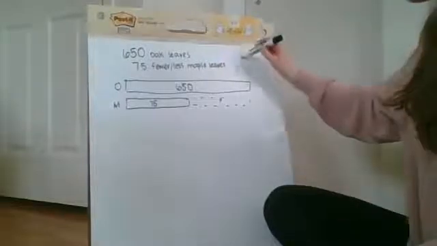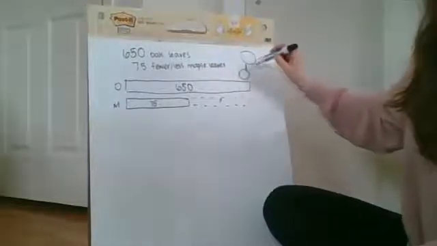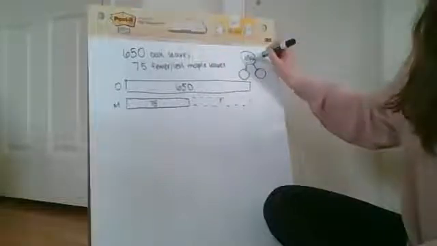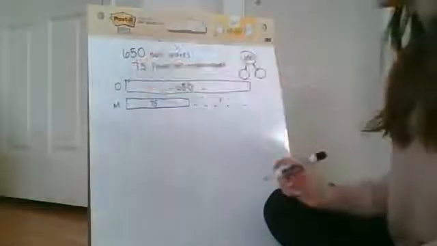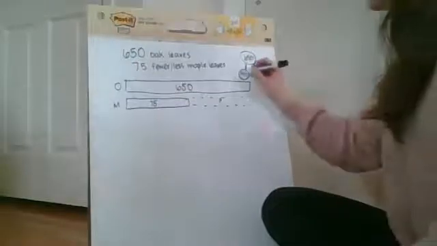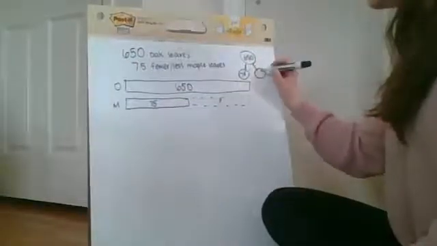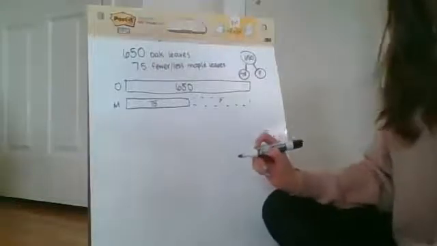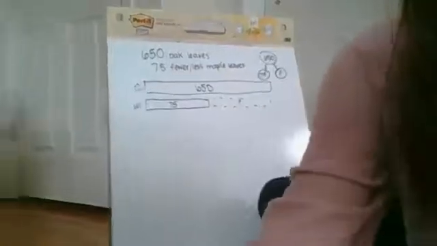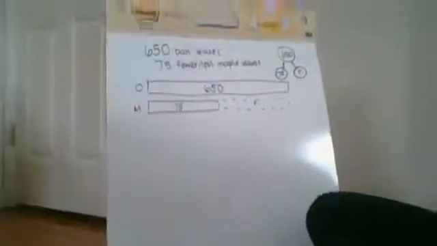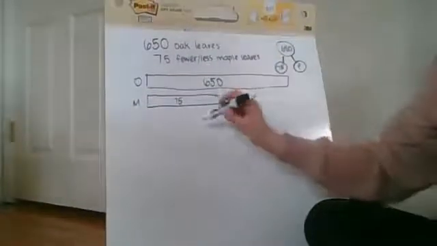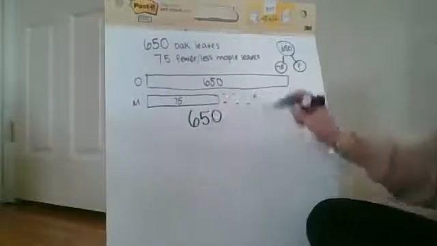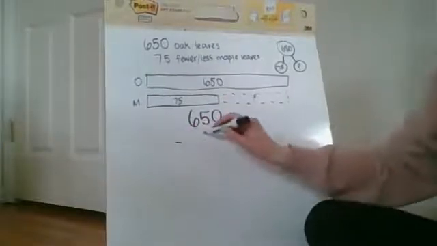Right, if I had my number bond, I could fill it in with my parts. So 650 is my whole amount, right? Because I know he has 650 oak leaves. He has 75 fewer or less maple leaves, but we're not sure what that number is yet. So I'm going to start writing my number sentence. I'll move this up a little bit so you can see a little better. Okay, so I know 650 is my whole amount. Like we said, we know that we're going to be doing subtraction to help ourselves solve for the missing part.